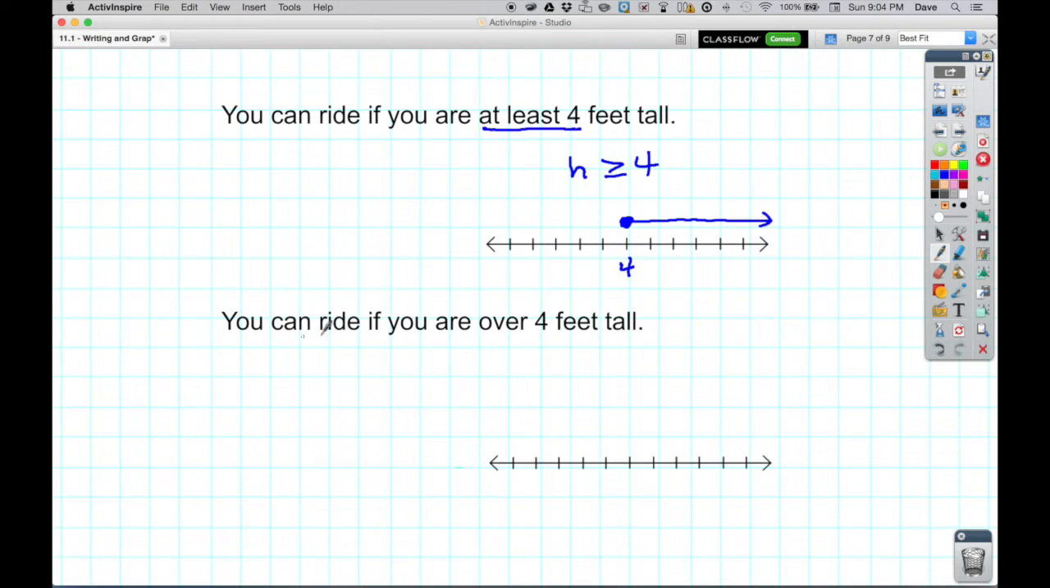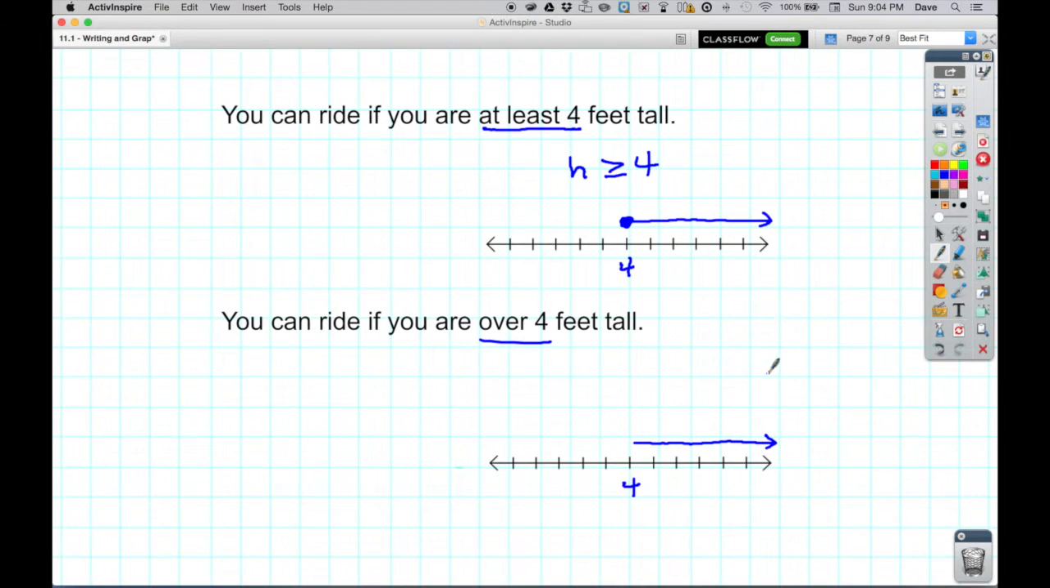All right, now look at almost the exact same problem. You can ride if you're over 4 feet tall. So ask yourself the same 3 questions again. If 4 feet height is here on the number line, I should say, if you are under 4 feet, can you ride? No. If you are over 4 feet, can you ride? Yes.